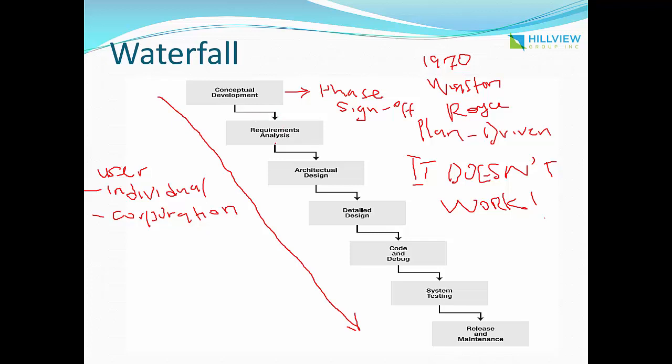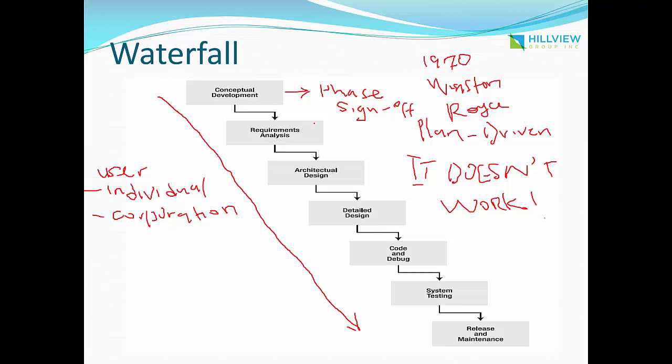That's number one. The second reason why the waterfall will not work is, if you look at it, it's only a forward movement. You finish conceptual development, you move to your requirement phase, then you finish that, you move to your architectural design, right? Then you finish that, you move to detailed design, and so on. You cannot go back. There is no way of going back to a previous phase.